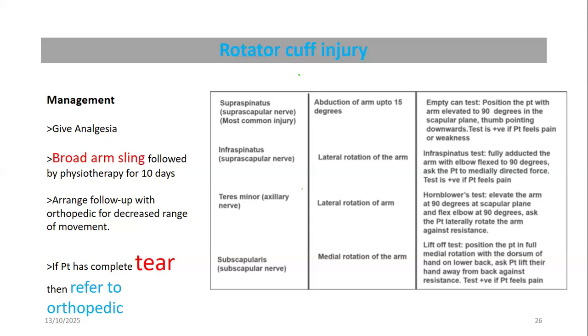If there is a stretch, that will be managed conservatively. If there is a tear, you are going to do an MRI and then refer the patient to orthopedics. Same for infraspinatus, that is supplied by the suprascapular nerve. Its function is lateral rotation of the arm. Teres minor, axillary nerve, lateral rotation of the arm, and then subscapularis, subscapular nerve. For infraspinatus we do the infraspinatus test, for teres minor we do the horn blower test, and for subscapularis we do the lift-off test.